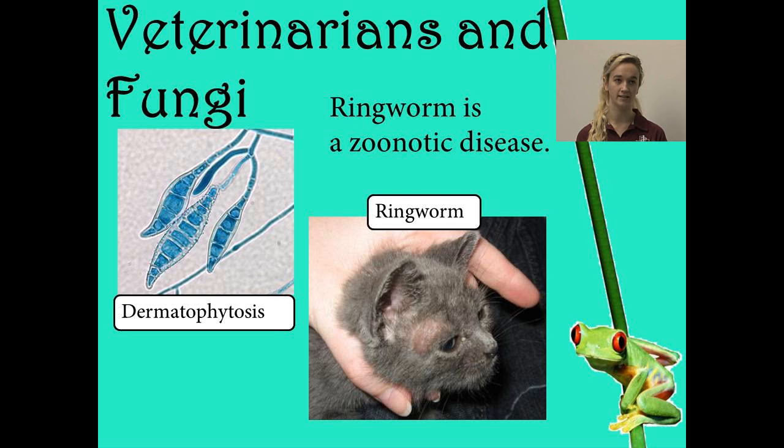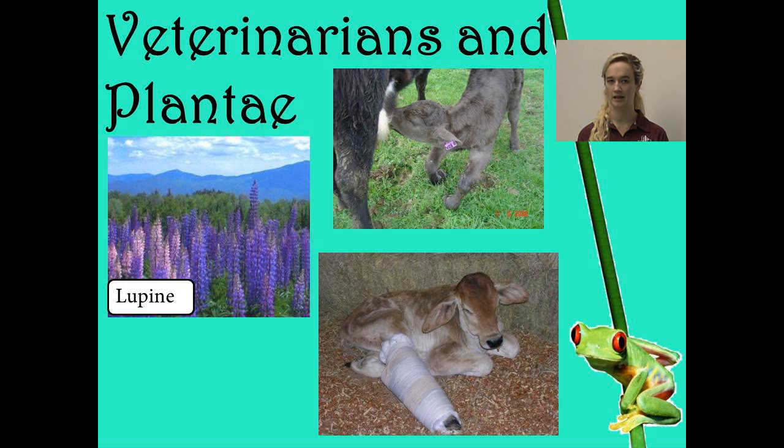Now, can anyone think of a reason why a veterinarian would need to know about plants? Animals eat plants. And plants aren't always good for the animal. So lupine is a plant that grows in Texas, and if a cow eats lupine while it's pregnant, its calf is born with crooked legs, like you can see on this upper calf.